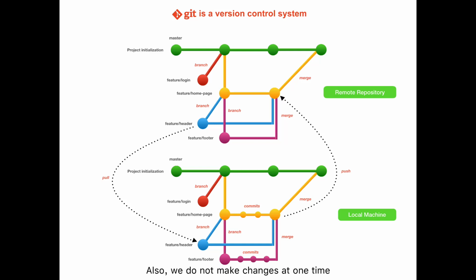Also, we do not make changes at one time. Changes are broken down into smaller chunks called commits. To update the changes from your commit to remote, you just need to push them to the same branch on remote after making your commit.